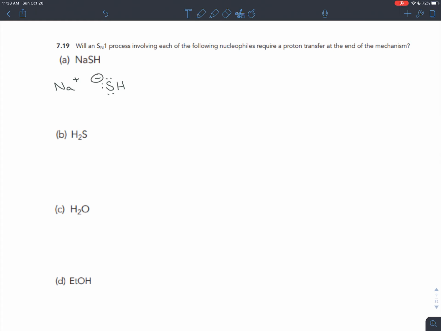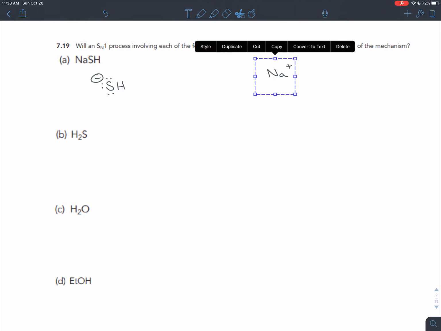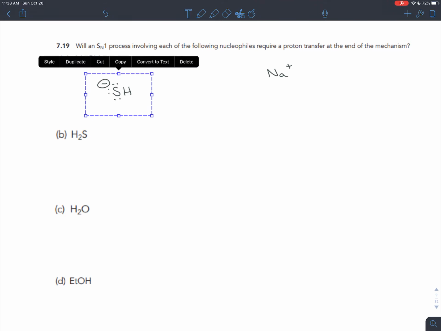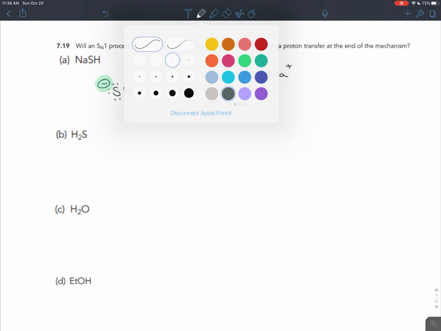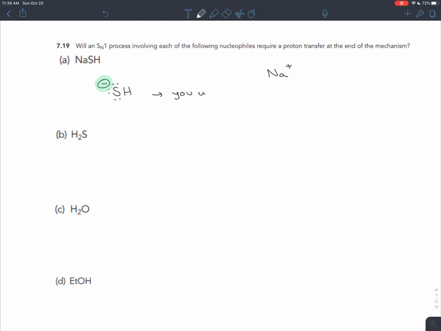So that NaSH is actually two little groups. The sodium, and when you put them into solution, they come apart. The sodium is a very big atom. Atoms get bigger as you go to the left, and as you go down, sodium is all the way on the left on the periodic table. So it's really big, so it's able to dilute that positive charge by spreading it out, and that just floats around in the solution. The SH minus, that's your nucleophile. Does your nucleophile have a charge? It does. So you have a charge, and so you would not need to do a proton transfer at the end of the mechanism.